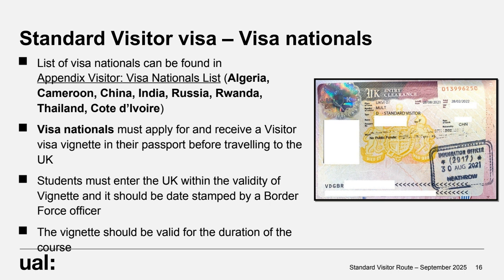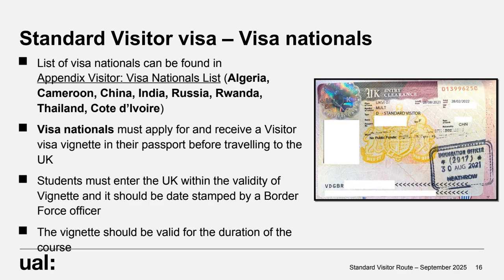This is what it looks like. This will be in your passport once you've applied. You must enter the UK within the validity of your vignette. It should be date stamped by the border officer. So the start date of your visa vignette will usually be on the top left-hand side. You must enter the UK on or after this date. You cannot enter before this date.